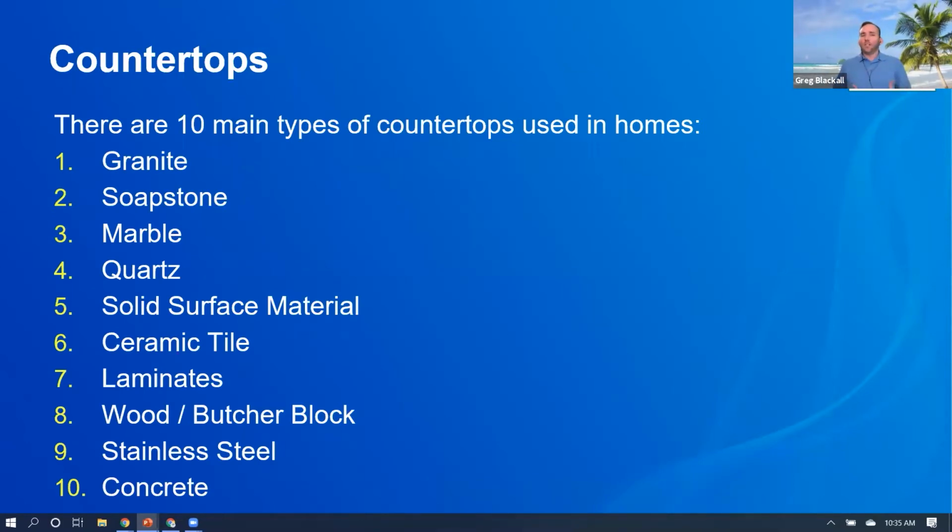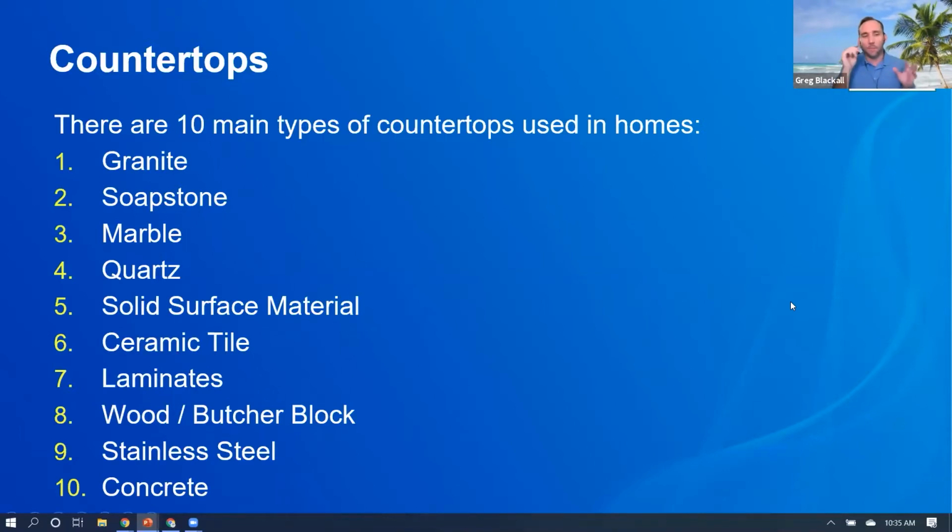All right, so next we're going to talk about countertops. And this is kind of interesting because there's a lot of theories and a lot of misconceptions. In terms of countertops, we usually think granite, Corian, laminate, and quartz, probably. But there's actually 10 main types of countertops that we primarily see in homes: granite, soapstone, marble, quartz, solid surface materials, ceramic tile, laminate, wood or butcher block, stainless steel, and concrete.